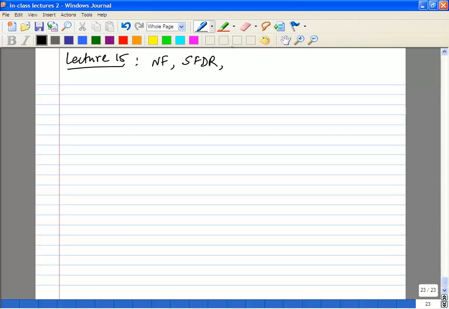Okay, so right now we'll just do this. And we'll also look at SFDR. What is the dynamic range of the system? In the case of RF circuits, it's called spurious free dynamic range. We'll look at the definition of that. Okay, so first before that, let's start off with cascaded noise figure.